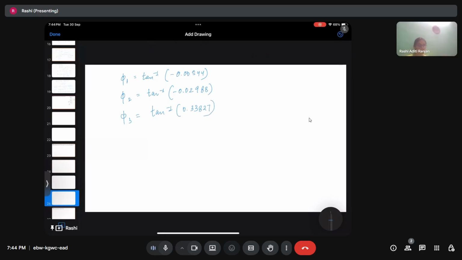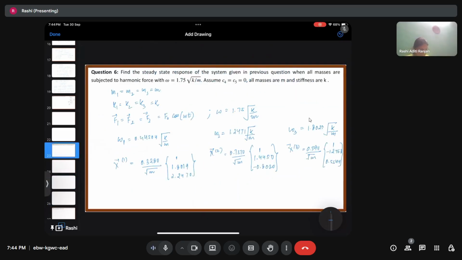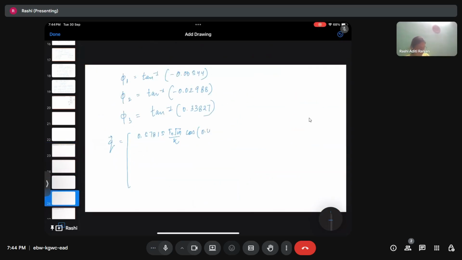Okay, so now we know the q vector, which is nothing but 0.57815 f naught under root m by k cos of the first frequency, 0.44504 t minus tan inverse of 0.00544.